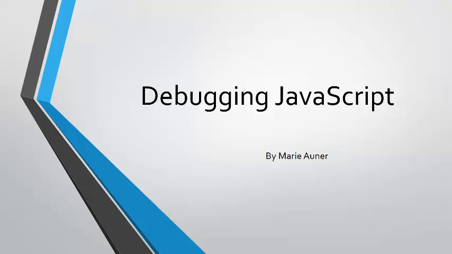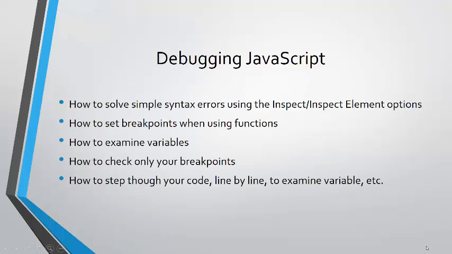I'm going to go through and show you some techniques for debugging JavaScript. We'll go through some examples of how to solve simple syntax errors using the inspect or inspect element options, depending on which browser you use. I'll show you how to set breakpoints when using functions, how to examine variables and their contents, how to check only your breakpoints, and how to step through your code line by line to examine variables or any other logic you want to look at.